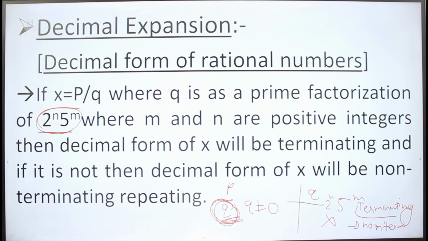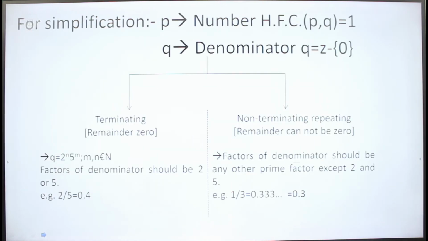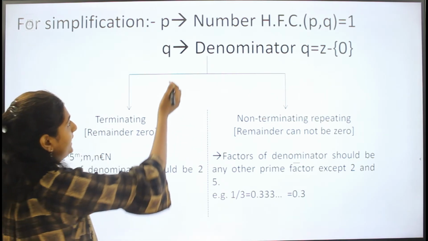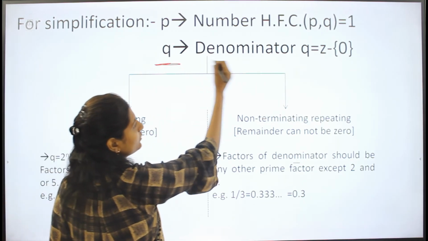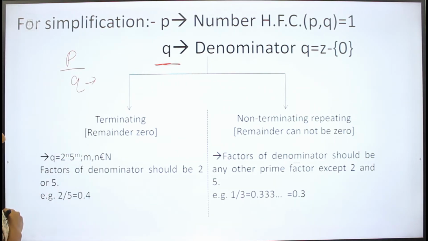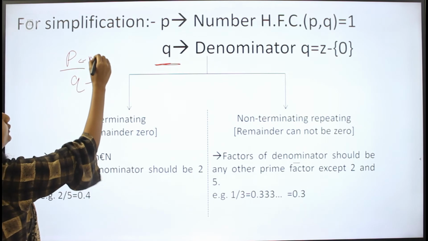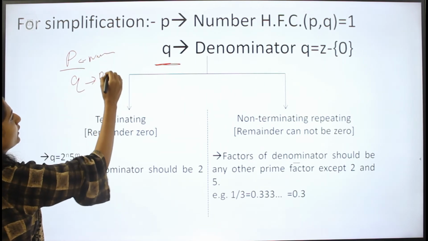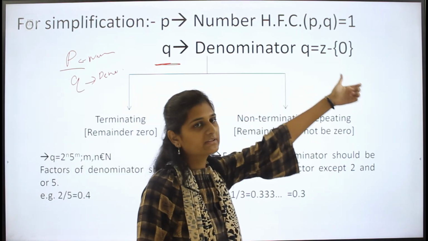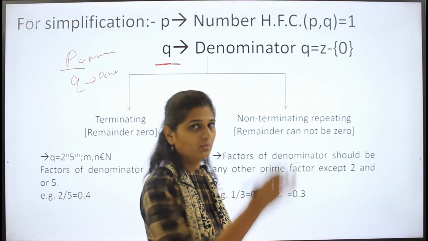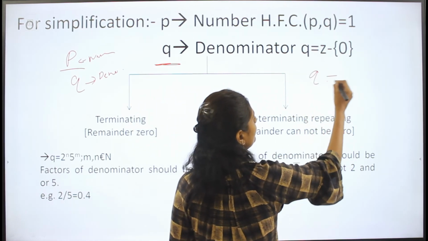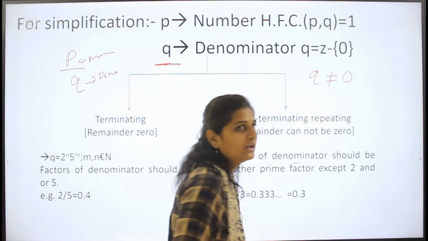Okay, so next we have the condition that we understood in the previous slide. Here, in p by q, q is our denominator, p will be your numerator and q will be your denominator, where q is not equal to 0. So what it wants to say is that q should not be equal to 0.